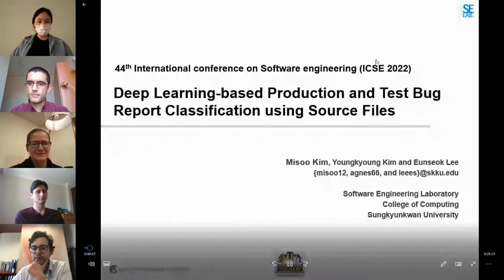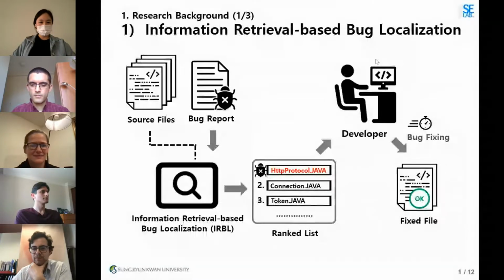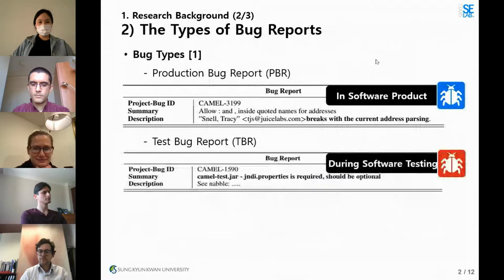Hello, I am Moo-Soo Kim. I will present our research paper titled Deep Learning-Based Production and Test Bug Report Classification Using Source Files. Information Retrieval-Based Bug Localization, named IRBL, is a technique to automate the bug localization task. There are two types of bugs, production and test bugs. The production bugs are located in the production source files, and the test bugs are found in the test source files.